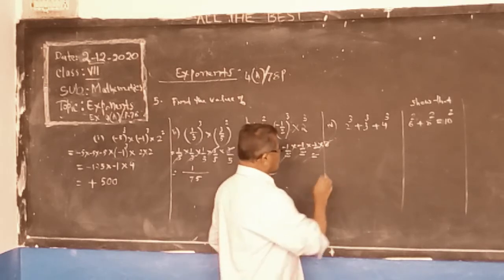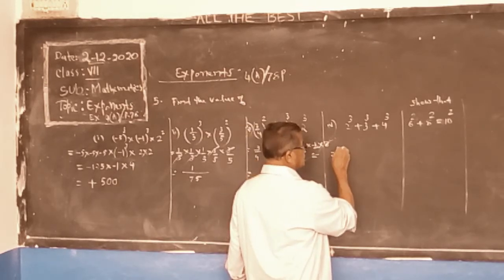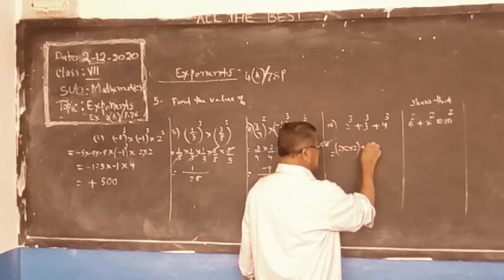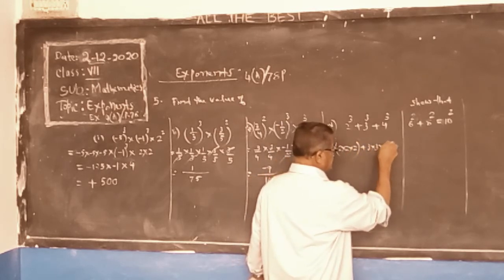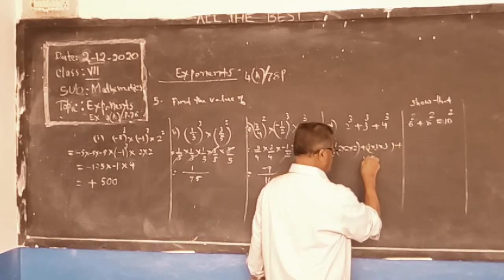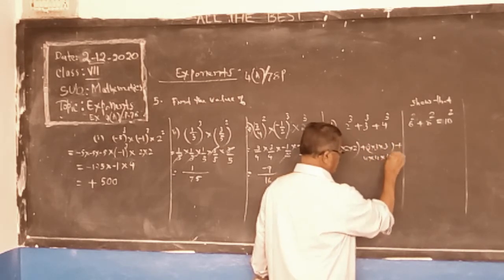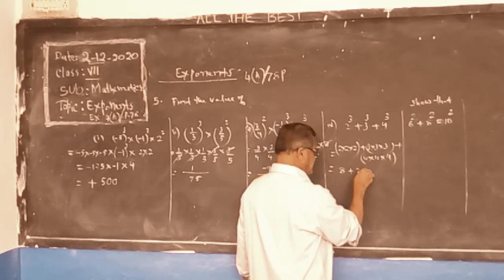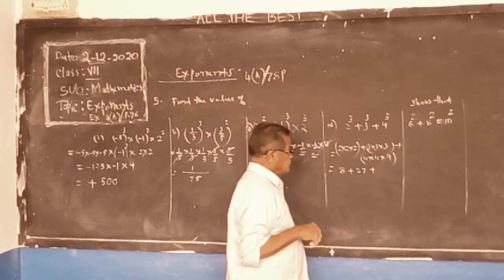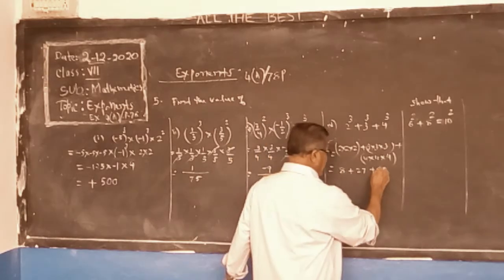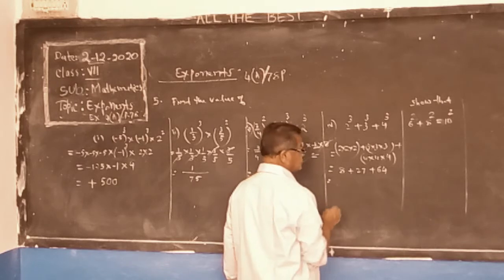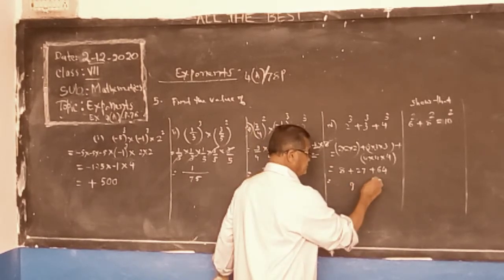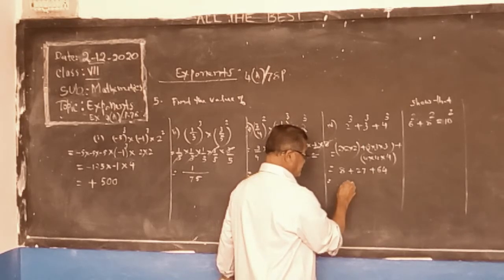Okay. 2 cube, we know 2 into 2 into 2, plus 3 cube, 3 into 3 into 3, plus 4 cube, 4 into 4 into 4. 2 cube, 8. 3 cube, 27. 4 cube, 64. Add. Now, 4, 7, 11, 11, 8, 19, 7 to 9, 99, like this.